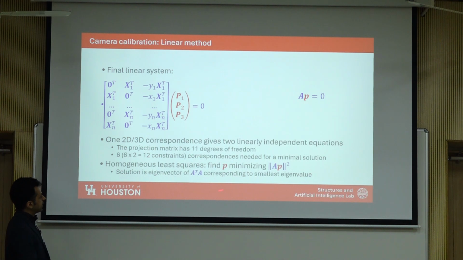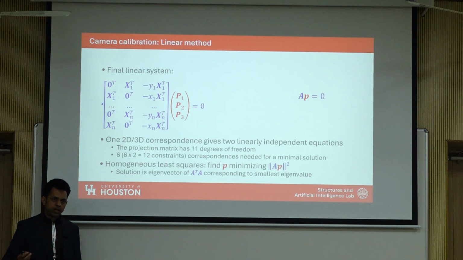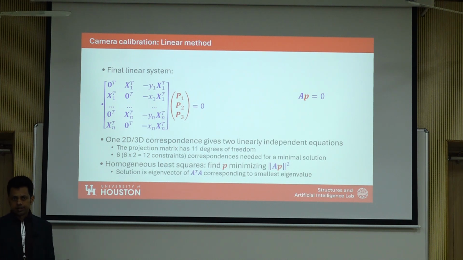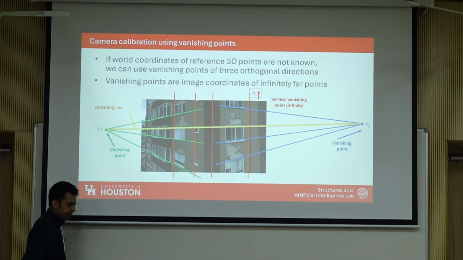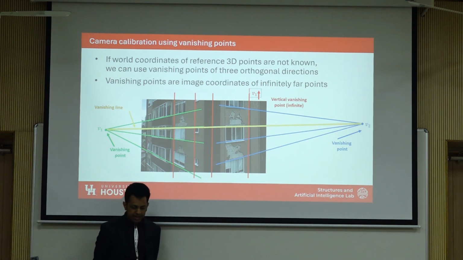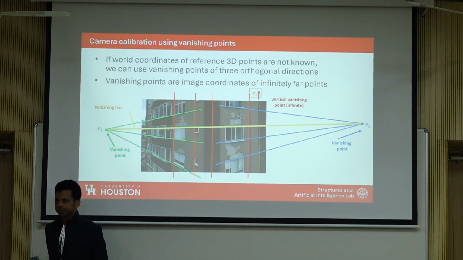Now, one way to do this is to simply set up this problem and then solve as a least squares. But what is more commonly done is a nonlinear solution where you just minimize the error. We'll look at that more tomorrow. But for now, we can look at another simple way of doing a calibration with just a single image.